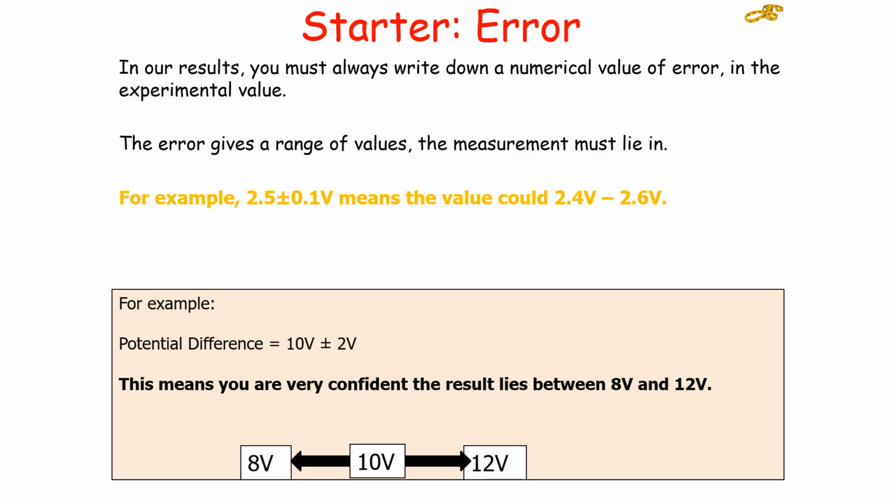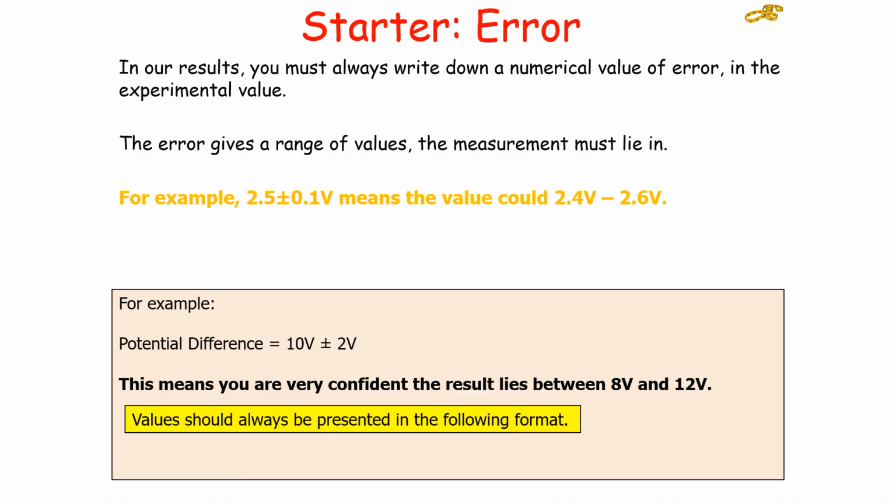Now in a result, you've always got to write down the numerical value of error in the experimental value. This error will give you a range of values that the measurements must lie in. For example, if you said that the potential difference was 10 volts plus or minus 2 volts, that means you're very confident the result lies between 8 volts, 10 minus 2, and 12 volts, 10 plus 2. So it tells you a confidence in your measured value, whilst the actual value must lie within the range. Value should always be presented in this format.